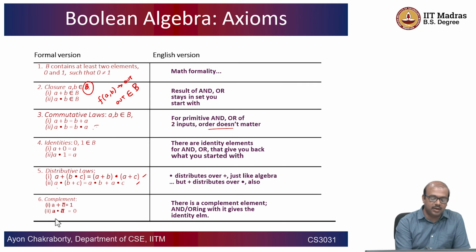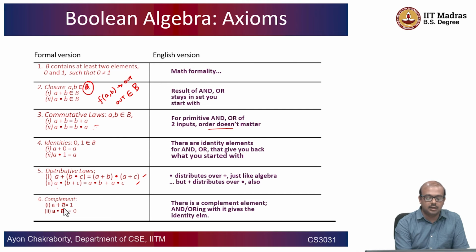So if A is true, A bar has to be false, right? And if you take an AND of both of them, your resultant value will be low or 0 or false, or whatever be the convention you are having. And A plus A bar, right?